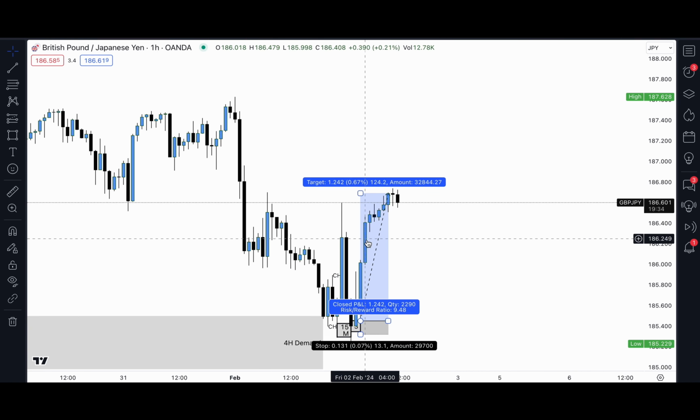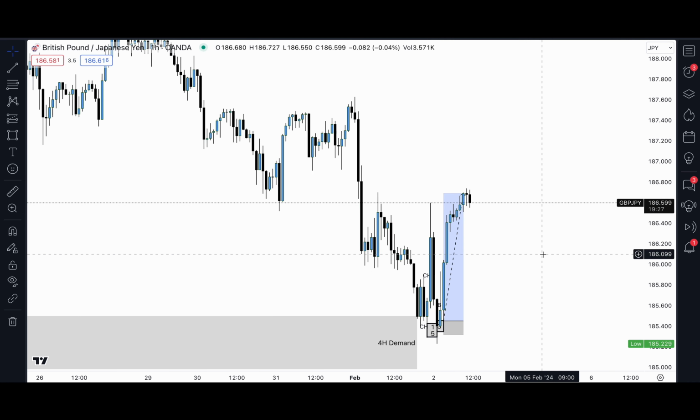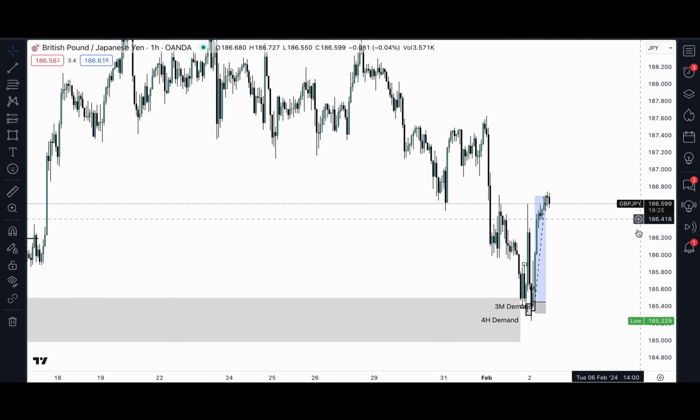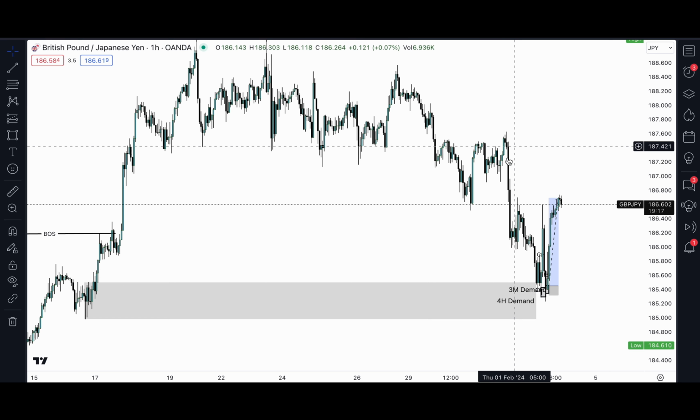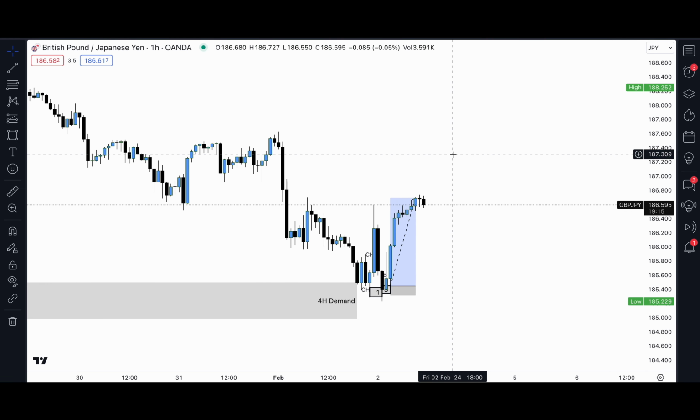So this is on Friday, the 2nd of Feb. As we know, price action this week has been garbage, especially on the AUD USD and Euro pairs, just the USD pairs in general. But what we had was a really nice trade, stuck to the plan.